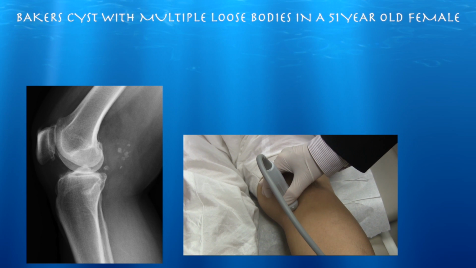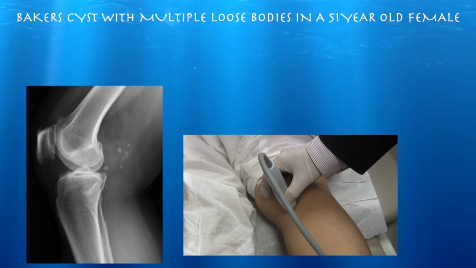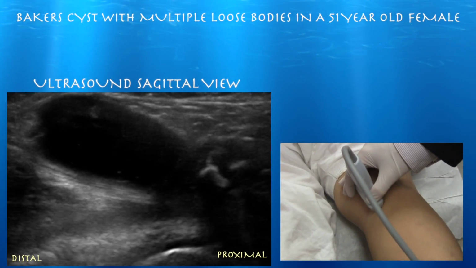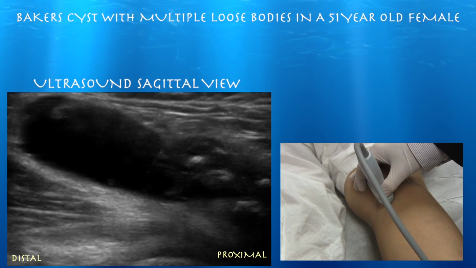51-year-old female here for pain in the right knee for about a couple months, no injury. Pain posteriorly, she has a nice Baker's cyst. Here we're starting medially. We can see a loose body there in the Baker's cyst.